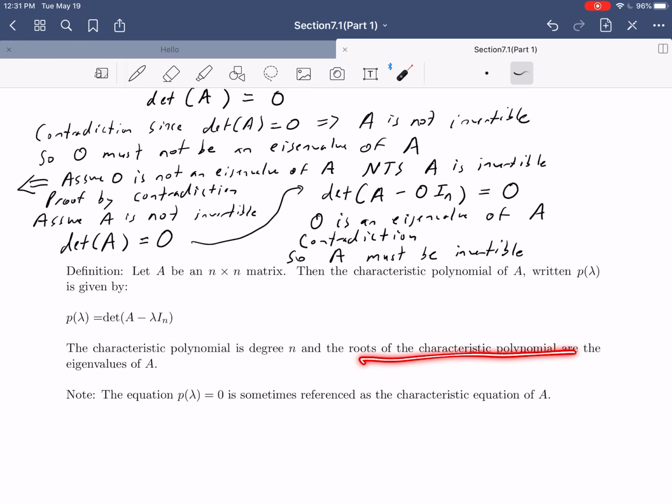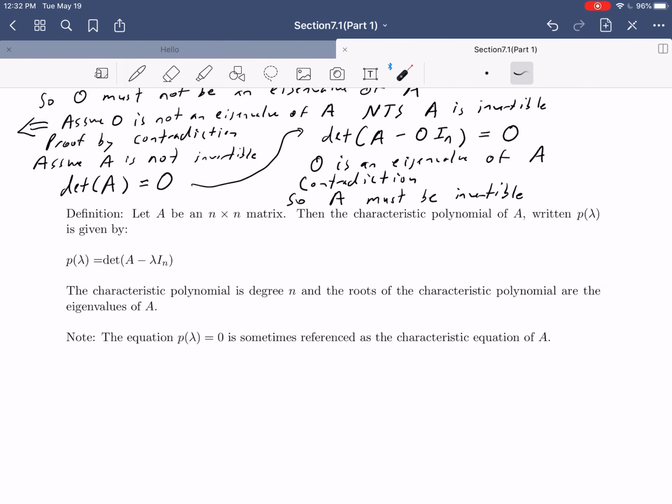And the roots of the characteristic polynomial, remember the roots of a polynomial are the things that make this 0. Well, if you make this 0, you're making the determinant of A minus lambda I_n equal to 0. So those are exactly the eigenvalues. So we can basically rephrase this again: another way of understanding eigenvalues is that they are the roots of this characteristic polynomial.